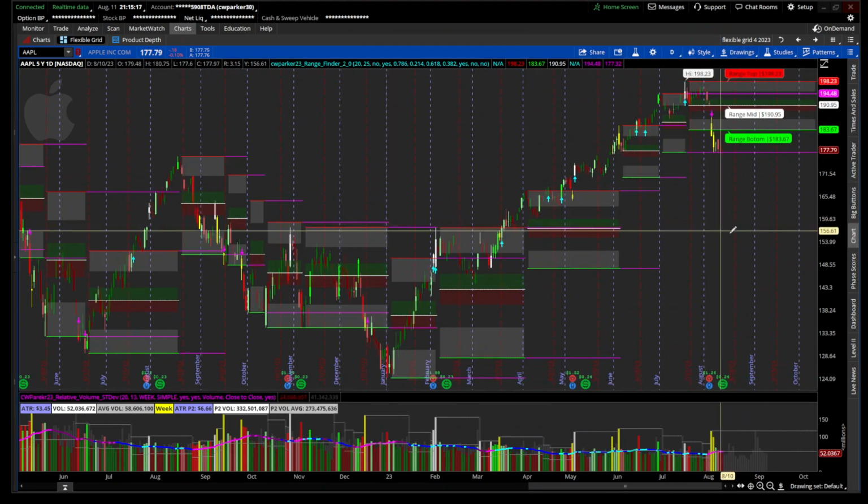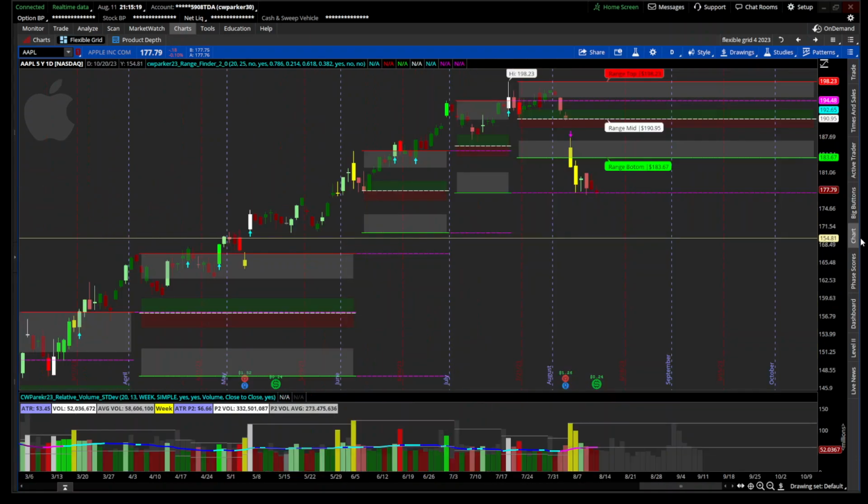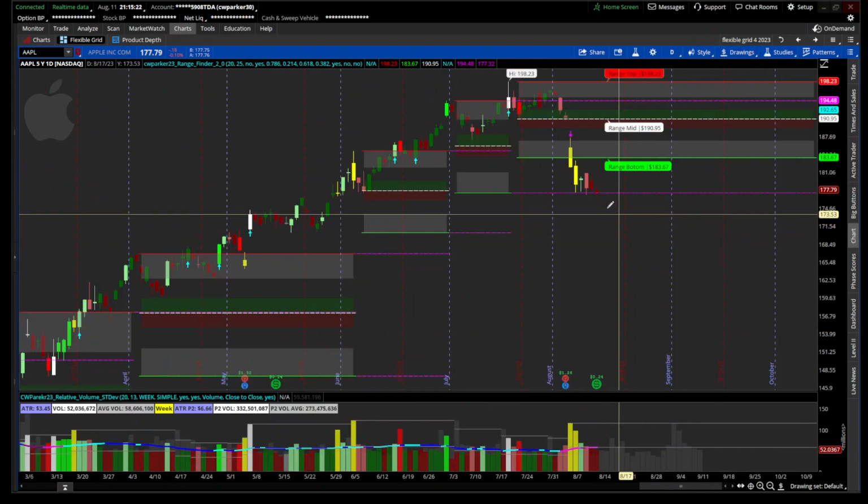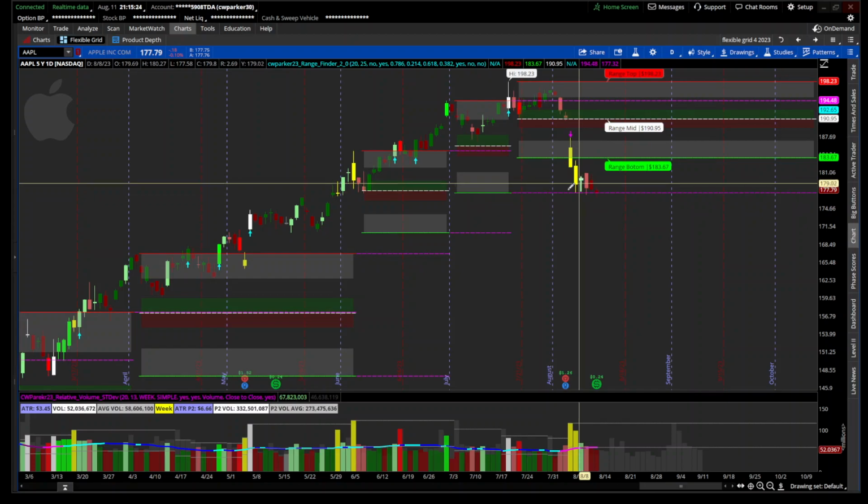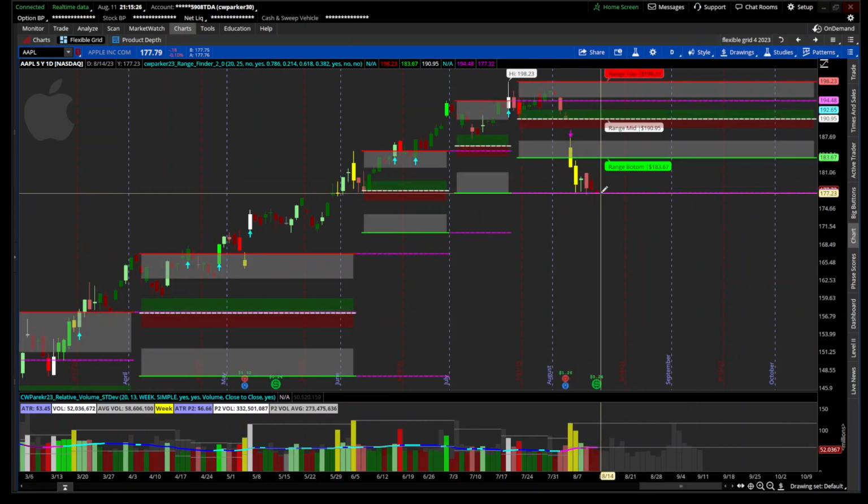And this is what it's doing on a daily, on a 20 bar, and using 5% of that range. It's actually come down to this previous range right here. So that's interesting for Apple. It stopped right here, or paused right here from this low.